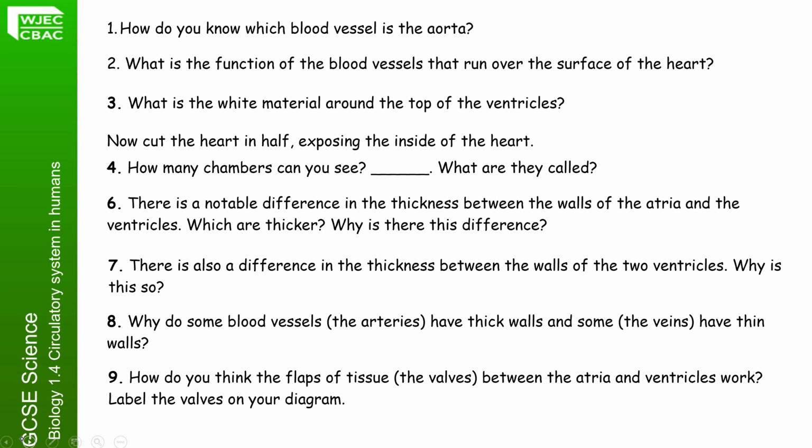So question 1, how do you know which blood vessel is the aorta? Well, first of all, it's got a very thick wall. And when you place your finger and your thumb inside the aorta, you'll be able to feel that the left side of the heart has got a very thick wall too. So this left side of the heart has to be the far more powerful pump to get the blood against gravity up to the head and down to the legs.